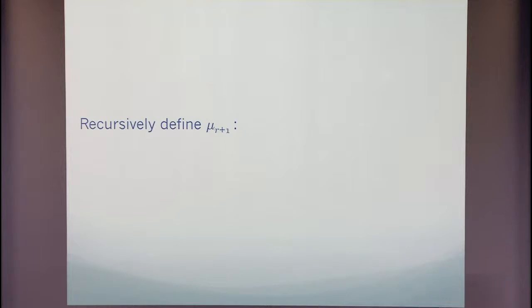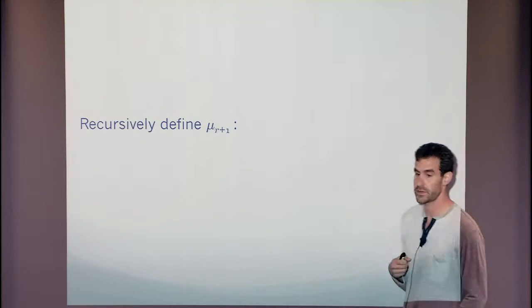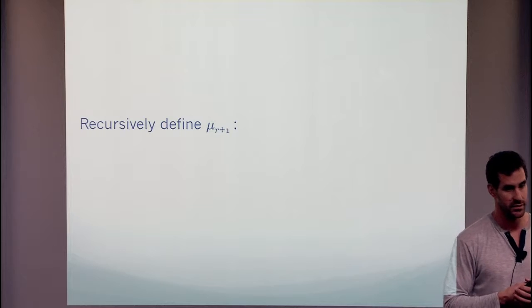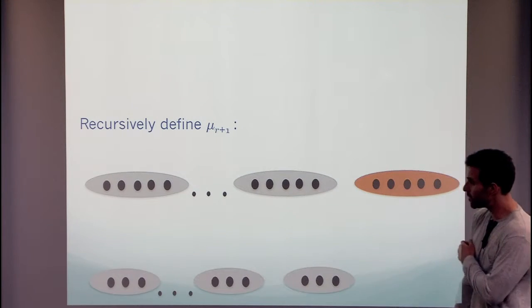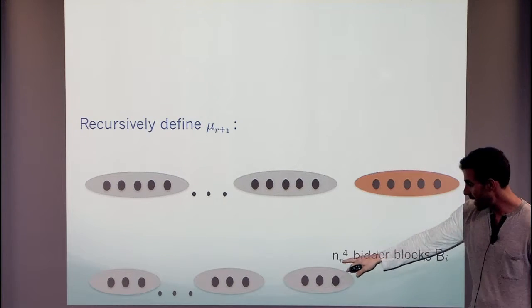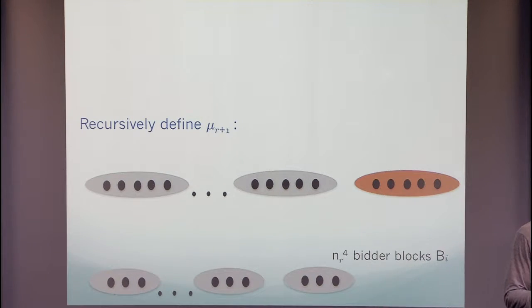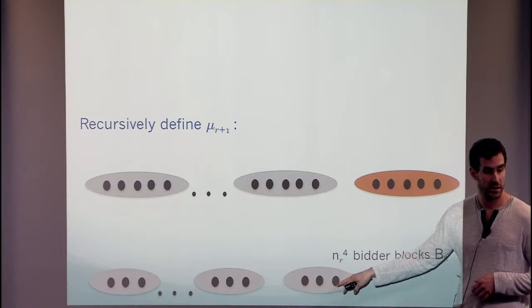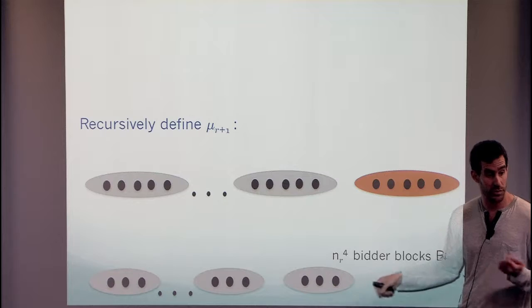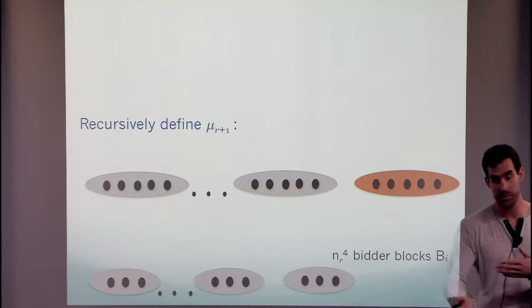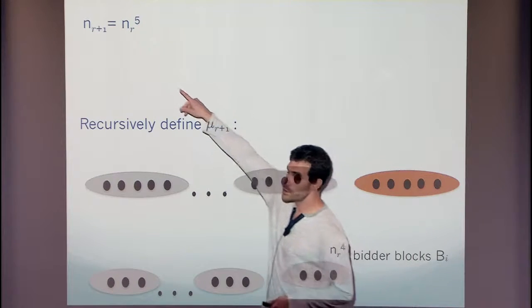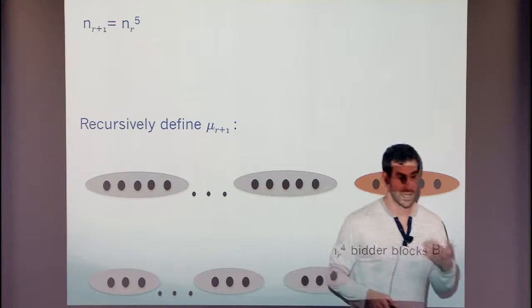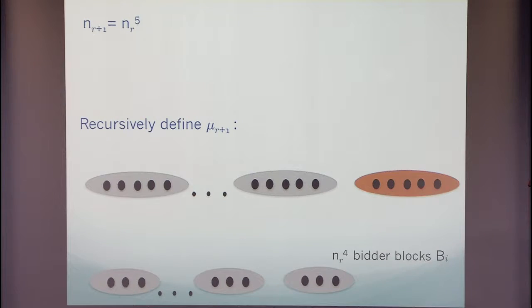How do we define mu sub R plus 1 for the inductive step? Our instance is constructed as follows. We will have N_R to the 4 bidder blocks, which we call B_i, each one consisting of N_R bidders. Remember, N_R is the number of bidders from the previous distribution. So in our new distribution, N_{R+1} will be N_R to the fifth.